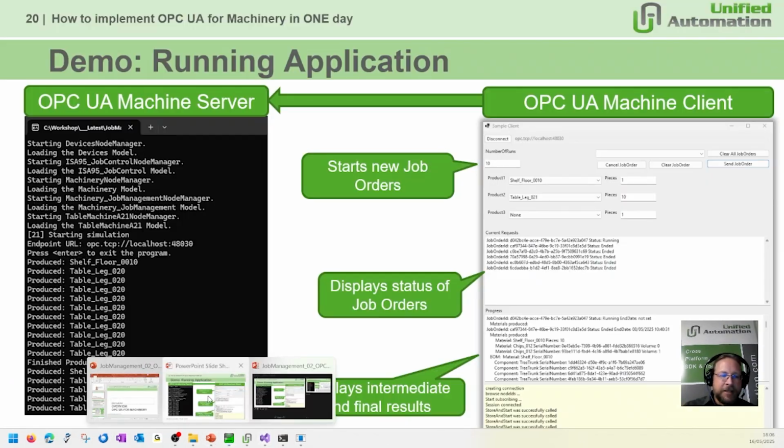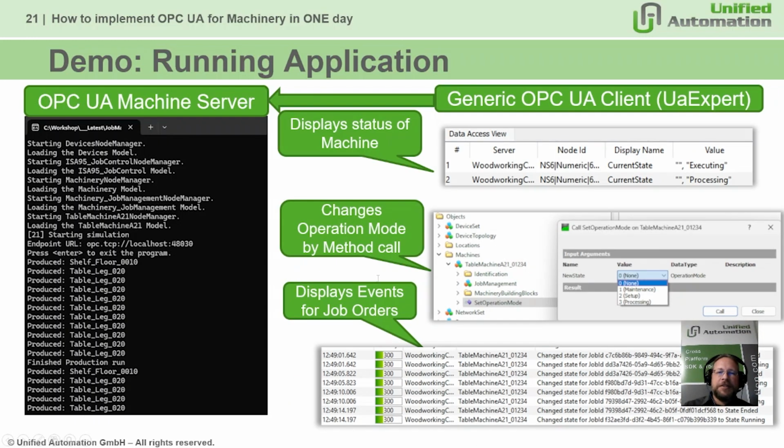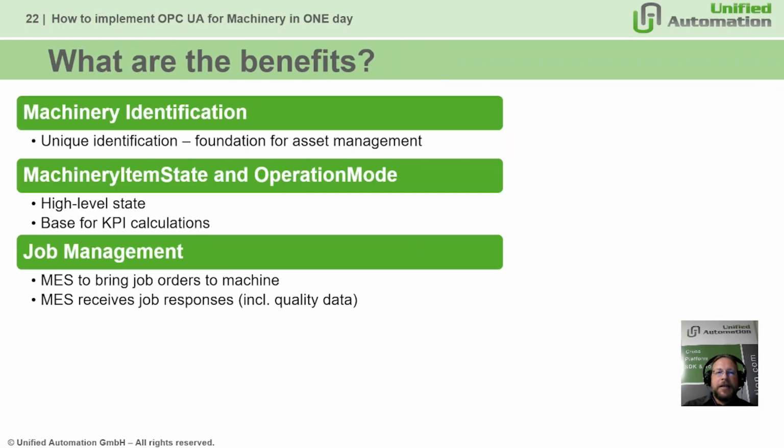Going back to my presentation, that was a demonstration I've shown. And to summarize, first, what are actually the benefits to implement the OPCUA for machinery specification, or the building blocks we have used? The machine identification, you have a unique identification, which is the foundation. So a globally unique identification is very important. It's a foundation for asset management.